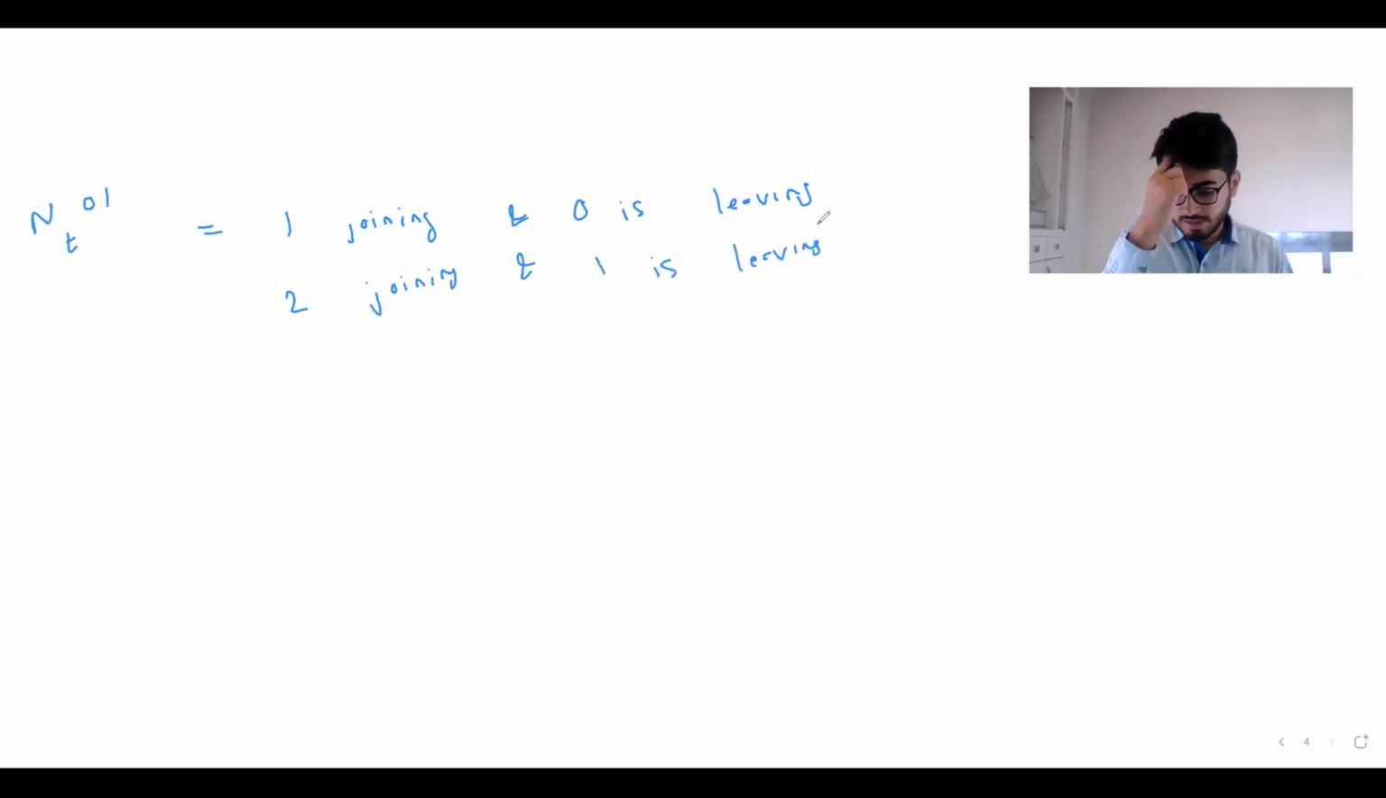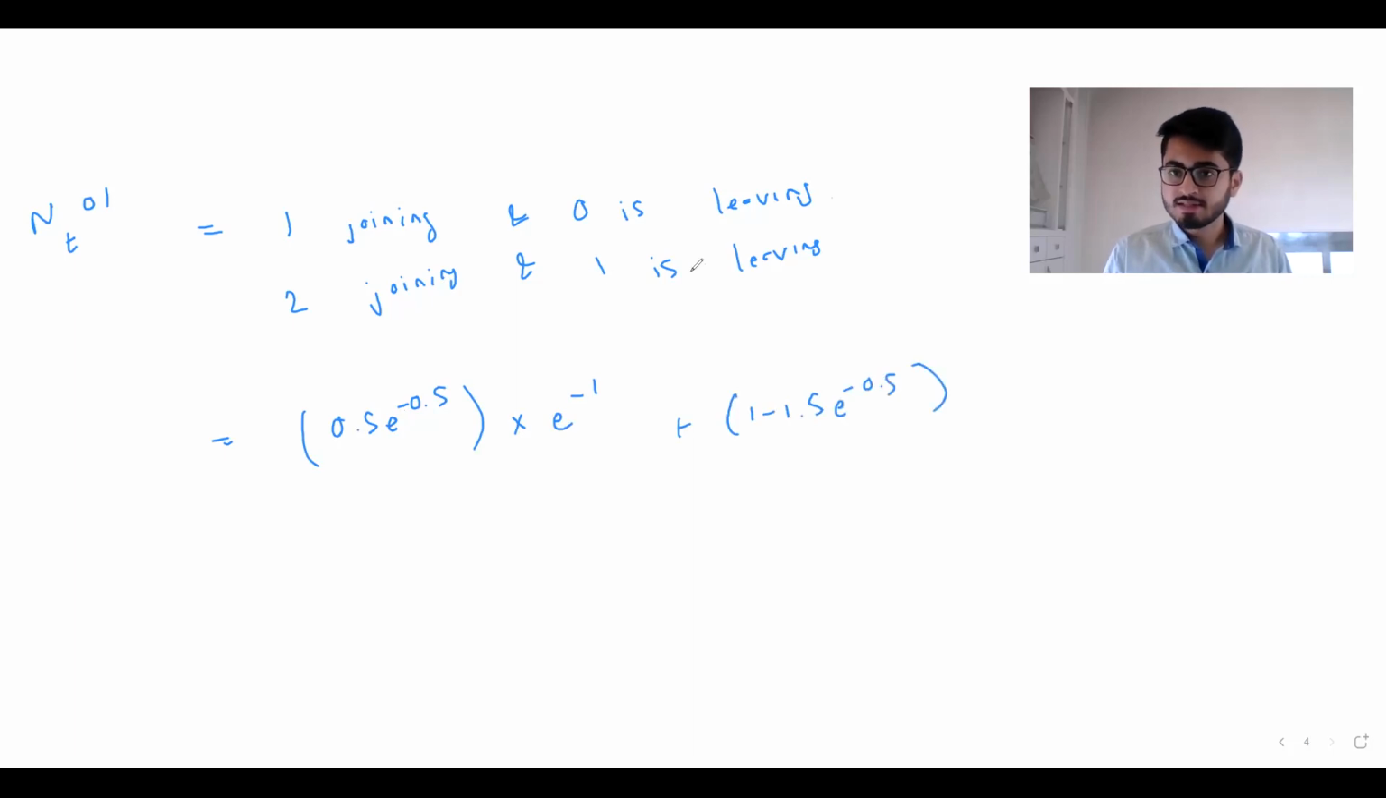In this way, if you started with 0 customers in the queue, you will end up with 1 customer in the queue. So the probability of 1 joining, given that it was already 0 at the beginning, is 0.5 e to the power minus 0.5, and the probability of 0 leaving, given that NT was 1, is e to the power minus 1, plus the probability of 2 joining, which is 1 minus 1.5 e to the power minus 0.5, into the probability of 1 leaving, given that there were, let's say, 2 of them already there. So this will be e to the power minus 1 itself.